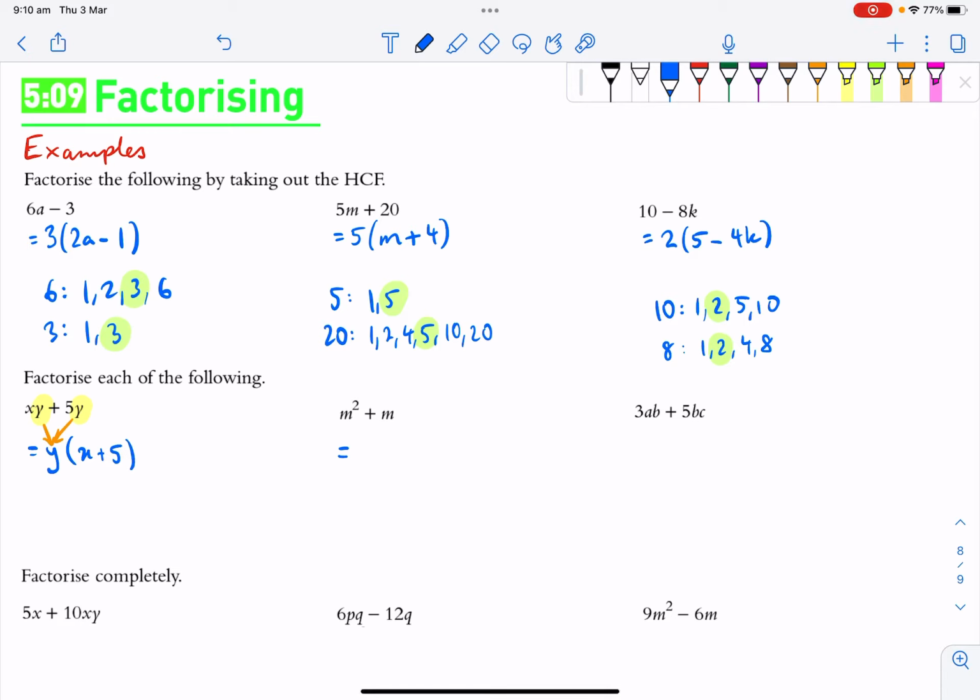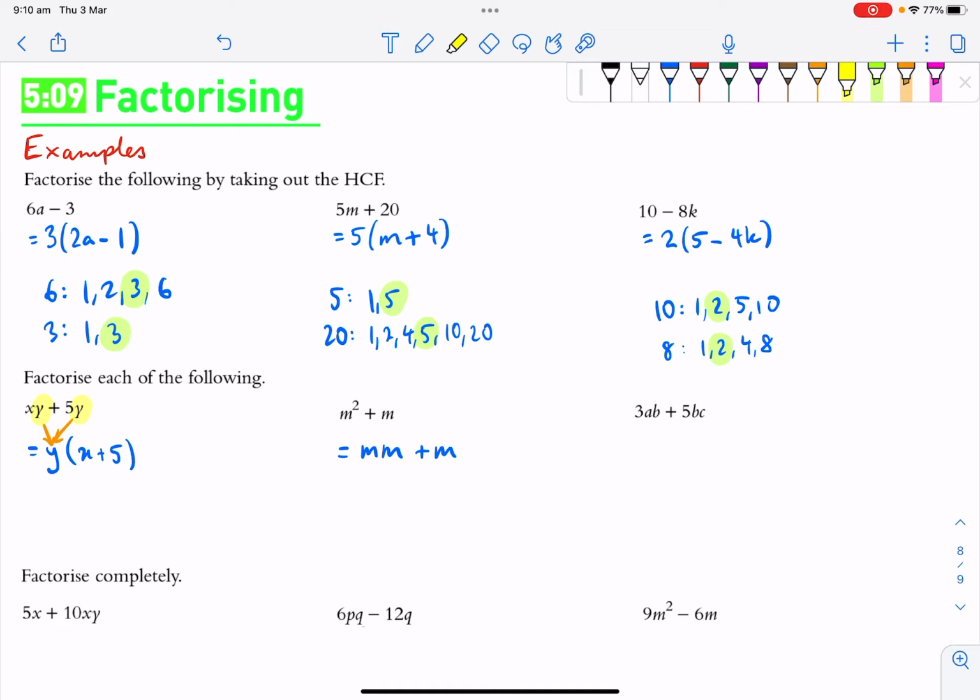All right, now I've got a little trick for you here with m squared plus m. Until you get really good at it, instead of writing m squared in the beginning, write mm. This is the same as m squared. It's just a tactic to help you to factorize. And now look at both terms. There's no numbers at all here.